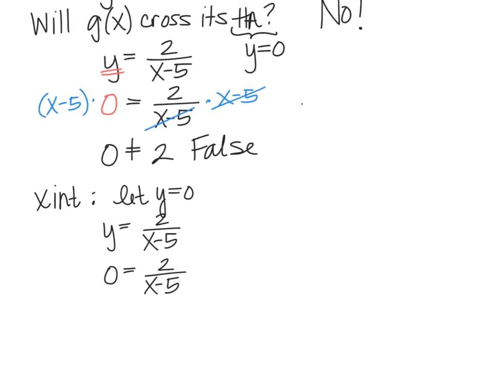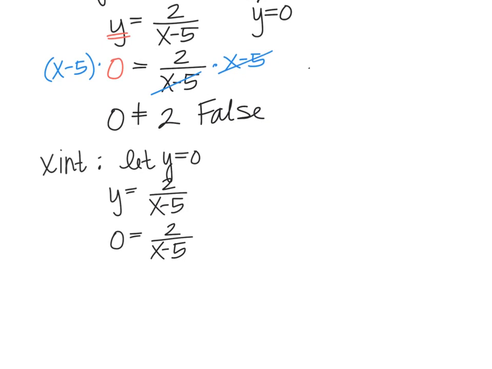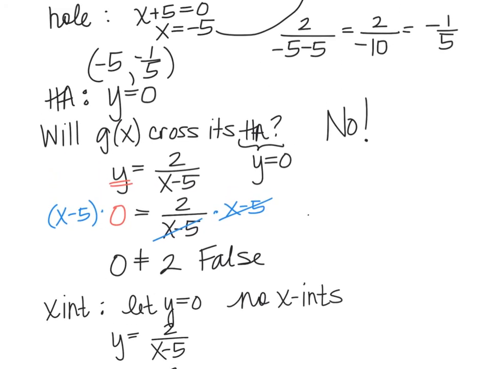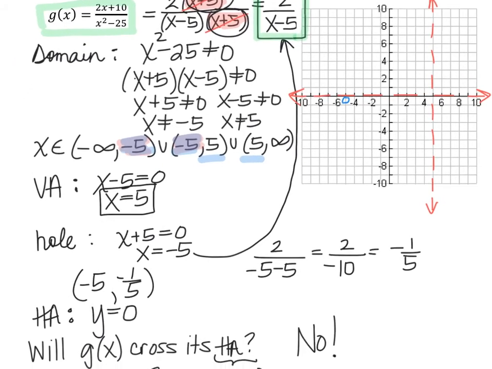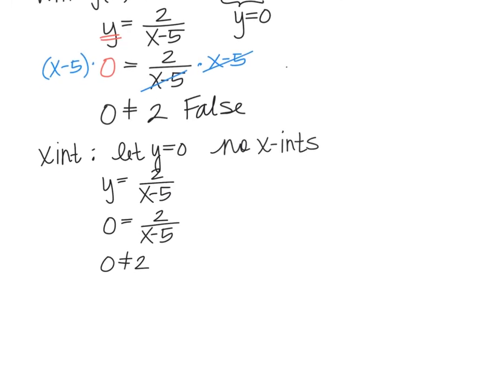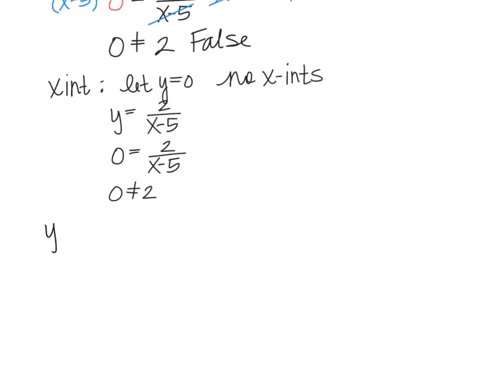So we really can essentially copy our work, multiply both sides by x minus 5, and we get that false statement again that 0 does not equal 2, which means that we don't have any x-intercepts. So this graph doesn't have any x-intercepts. And we really should have already known that from above if we look back at our graph. Since the horizontal asymptote was the x-axis, and we already had done the work and shown that the graph will never cross through its horizontal asymptote, we really already knew that there weren't any x-intercepts. So if you had noticed that and determined that without showing that work, that would be just fine.